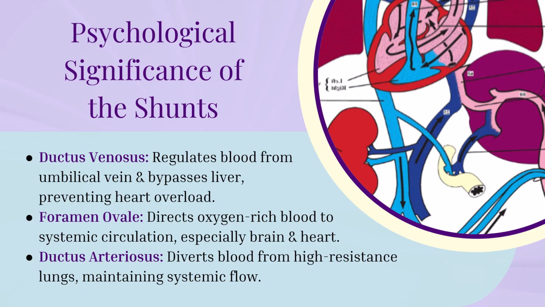Physiological significance of the shunts. The ductus venosus regulates blood from the umbilical vein and bypasses the liver, preventing heart overload. The foramen ovale directs oxygen-rich blood to the systemic circulation, especially the brain and heart. The ductus arteriosus diverts blood from high-resistance lungs, maintaining systemic flow.